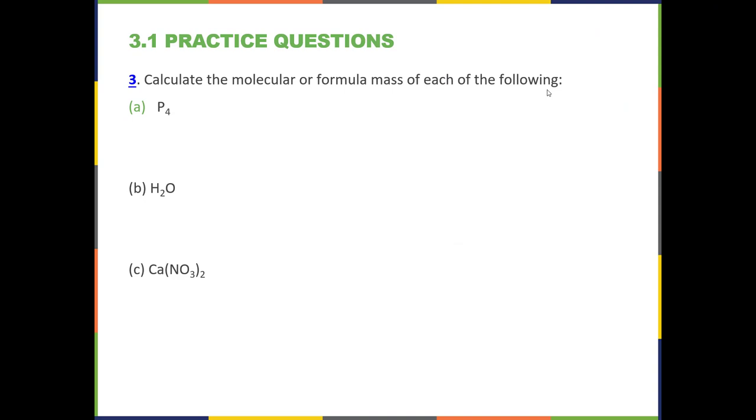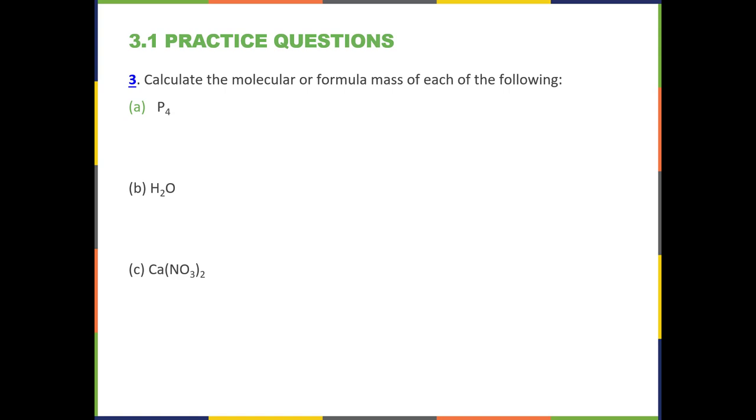Calculate the molecular or formula mass of each of the following. So first, what's the difference between molecular mass and formula mass? Well, remember that they're calculated the same way. The only difference is whether you're talking about a covalent compound, in which case we would be calculating the molecular mass, or you're talking about an ionic compound, in which case you'd be calculating the formula mass. Either way, you calculate them the same way.